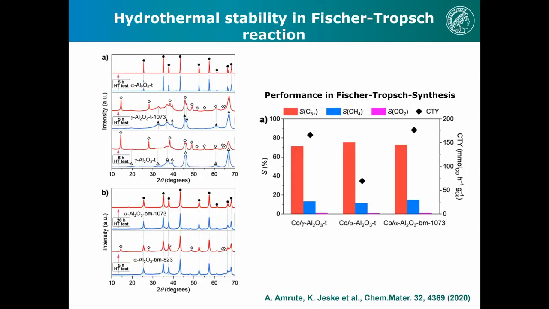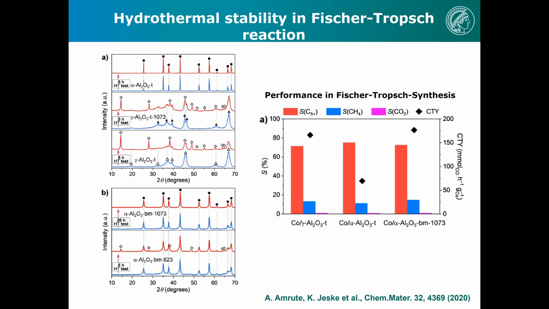The materials actually have favorable properties. Alpha alumina in general is used as a support for cobalt particles which are used for Fischer-Tropsch synthesis. That's the standard industry type of Fischer-Tropsch catalyst: gamma alumina supported cobalt particles.